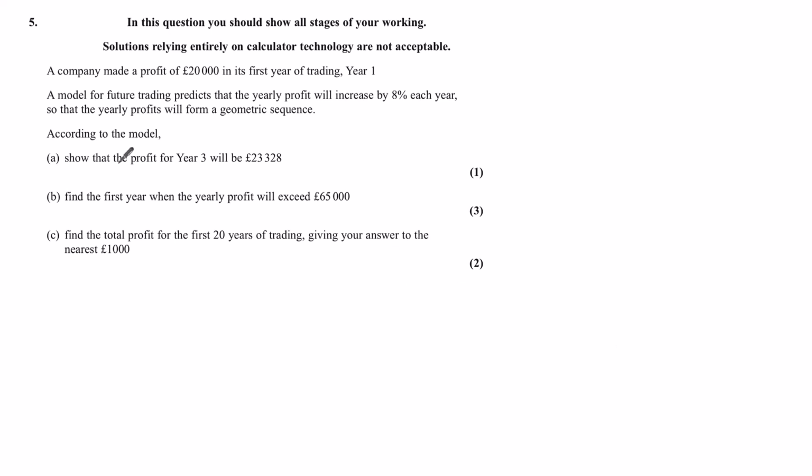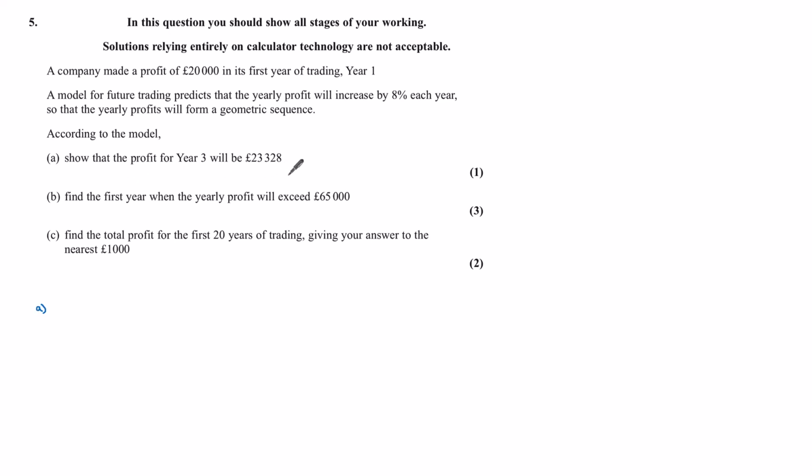Question 5. A company made a profit of £20,000 in its first year of trading, year 1. A model for future trading predicts that the yearly profit will increase by 8% each year, so that the yearly profits will form a geometric sequence. According to the model, show that the profit for year 3 will be 23,328.